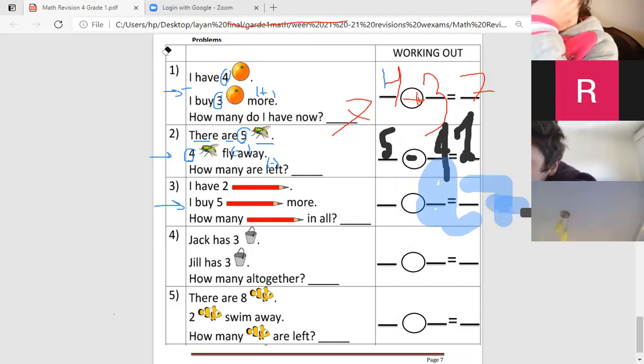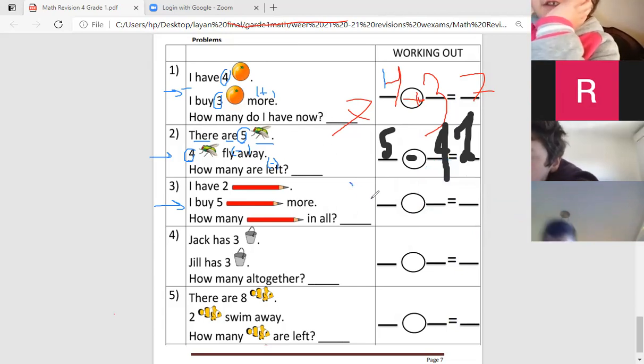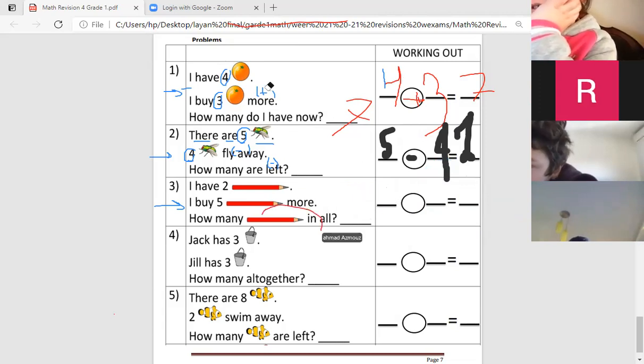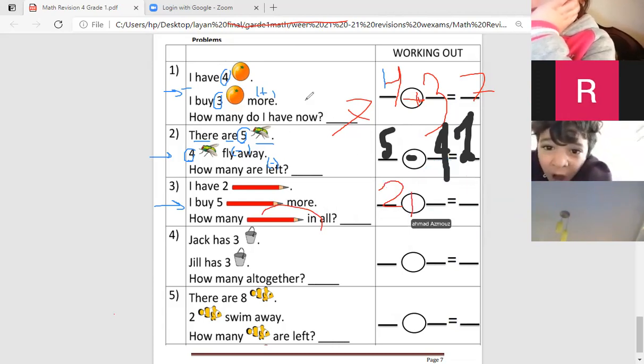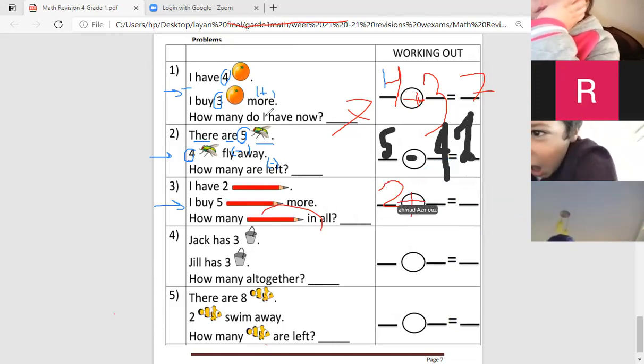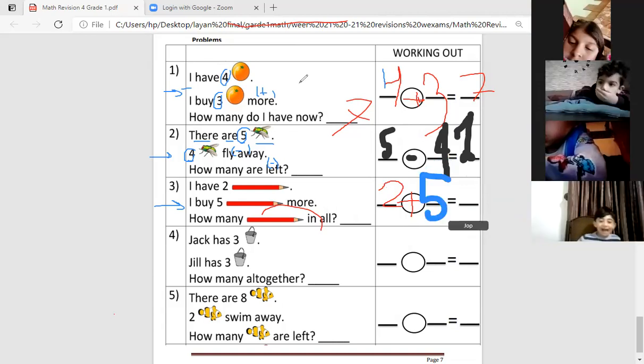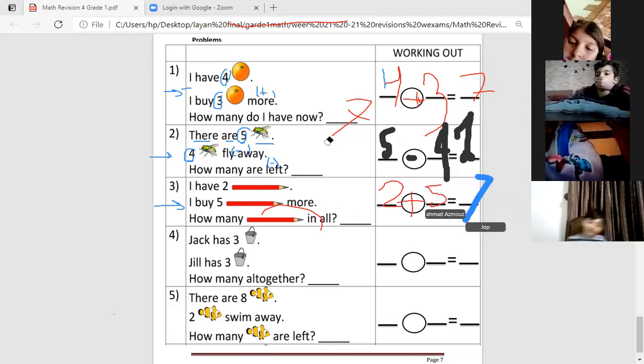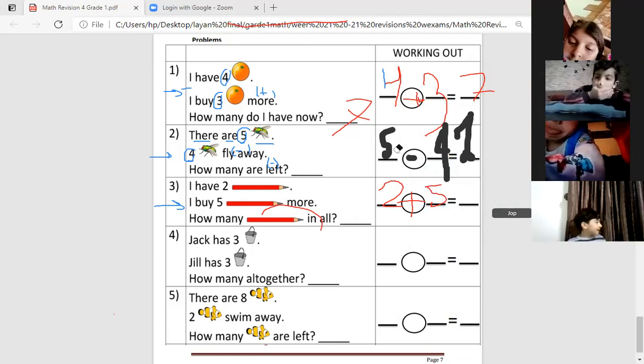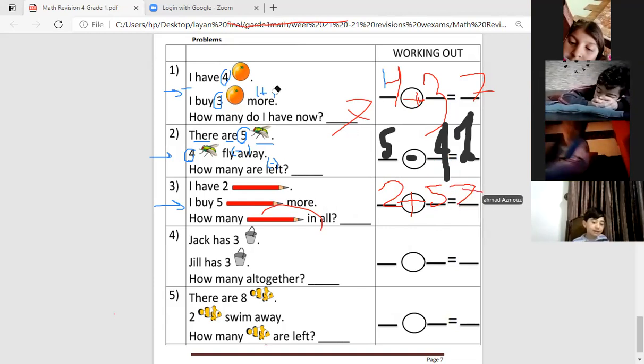Yes. I have 2. Okay, write the addition sentence. Write your answer. Complete this, Ahmed Azmoud. Plus 5. Jad, it's not your turn. 2 plus 5. Jad, it's not your turn. 2 plus 5 equals 7. Excellent, Ahmed Azmoud.